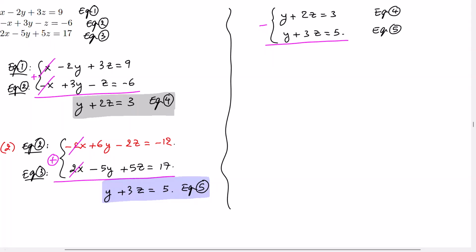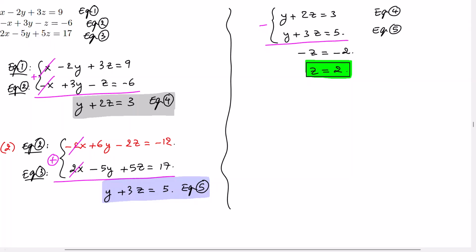So y minus y is going to be 0. I'm not going to write that down. It's not required. 2z minus 3z will be a negative z. And then finally, 3 minus 5 will be a negative 2. This implies that z should be just simply the value number 2. And that's our first missing variable.